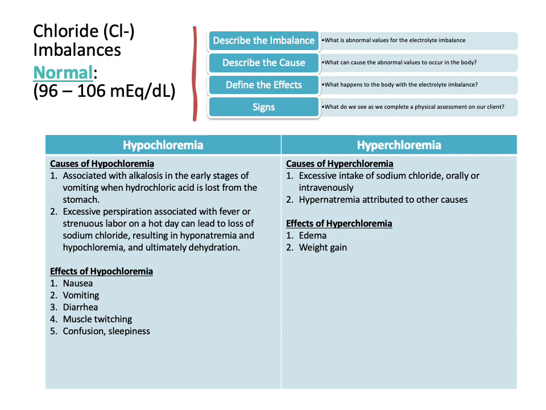When you see excessive perspiration, again, when you perspire, you're losing sodium, so you're also losing chloride levels. It is associated with fever and even strenuous labor. You do see hyponatremia in comparison with hypochloremia as a result. Most times you'll see this in dehydration. So the effects of hypochloremia are more nausea and vomiting. You have diarrhea, confusion, sleepiness, and muscle twitching.